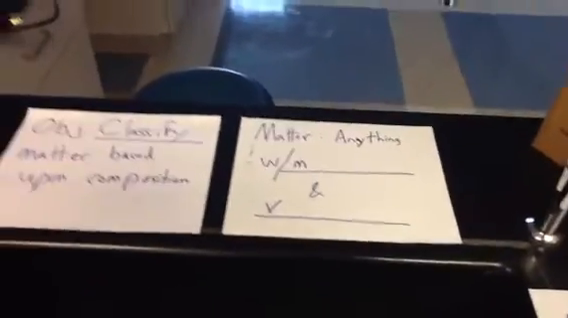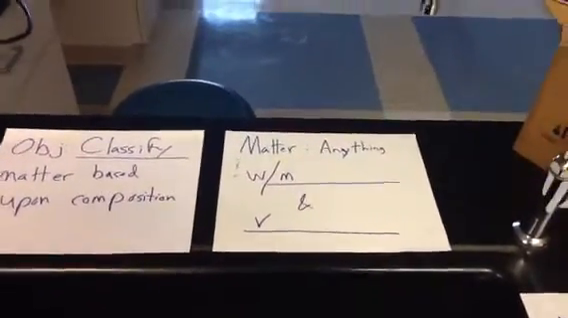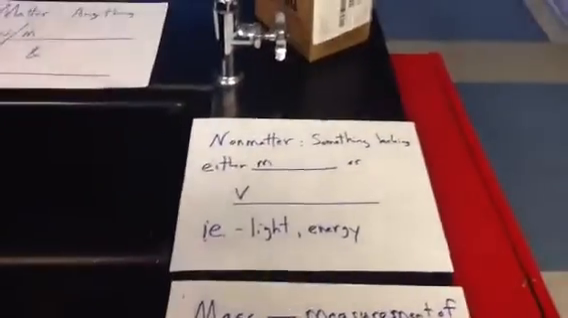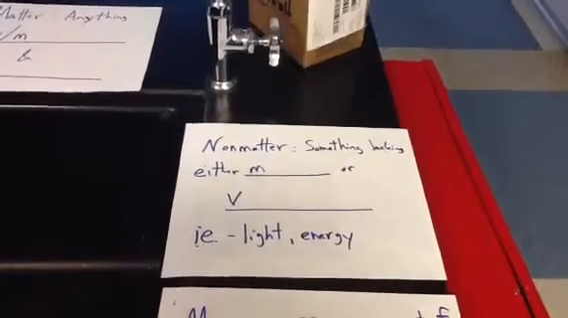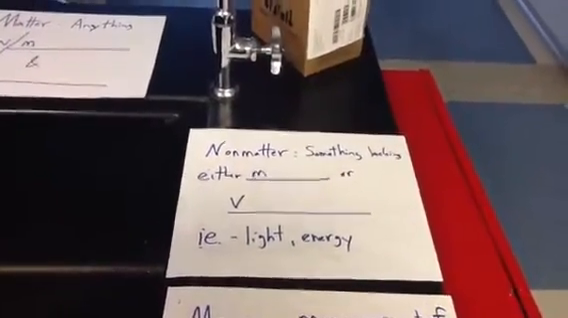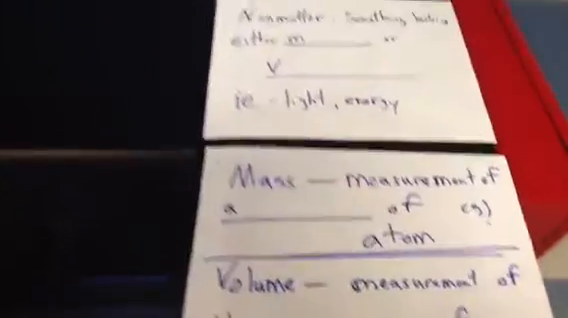Now, matter is anything with mass and volume. I'm sure it's all around us: the sink, the box, this computer that you're looking at. Look, I'm going to shake the computer. Wow, that's so cool. Now, non-matter is something that's lacking mass or volume, something like light or energy, a black hole. That says lacking, not backing.